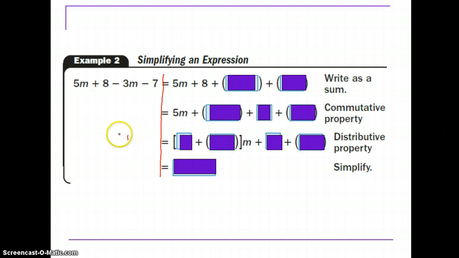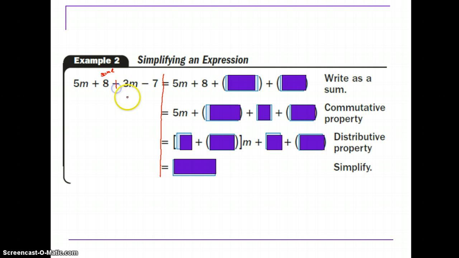Okay, let's just look at the problem. First of all, before we do anything else, we have to change subtraction. At this point, we don't like subtraction. We're changing it to adding its opposite. So, 5m plus, nothing to do here, 8 minus. All right, here's where we keep it the same. So the 8 stays the same.